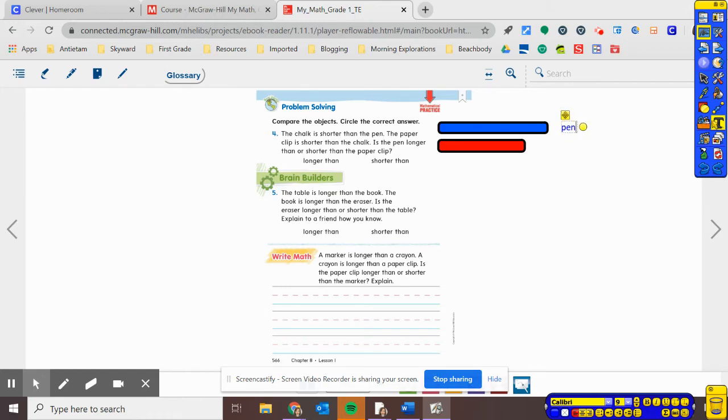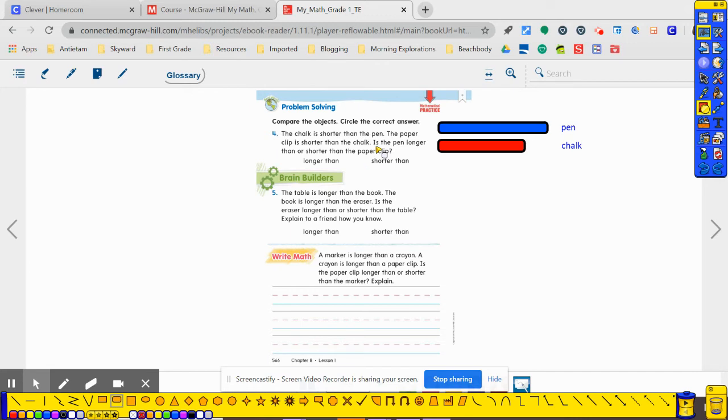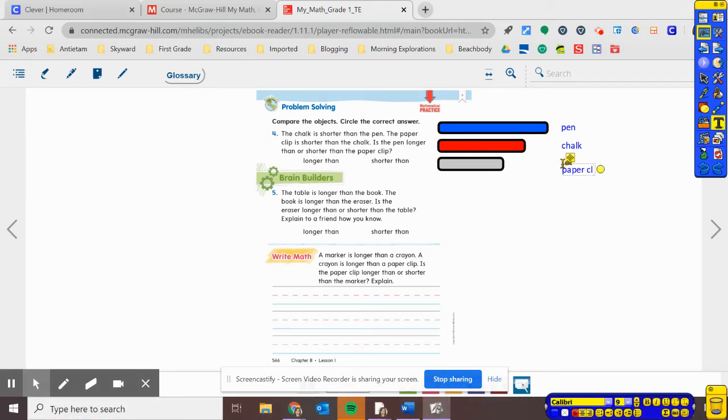So here's my pen. And here is my chalk. Okay, now it says the paper clip is shorter than the chalk. Okay, so here's my chalk. I need to make a paper clip that is even shorter. There we go. And now I'm going to just label this for you.